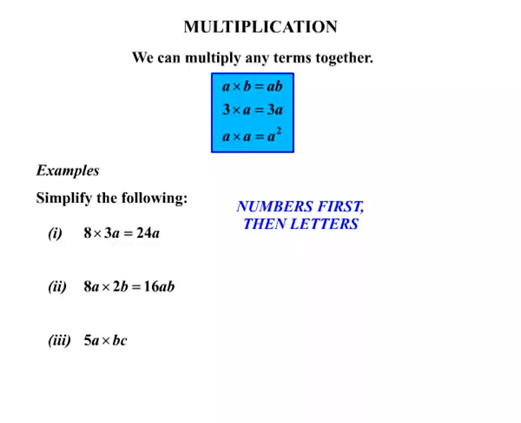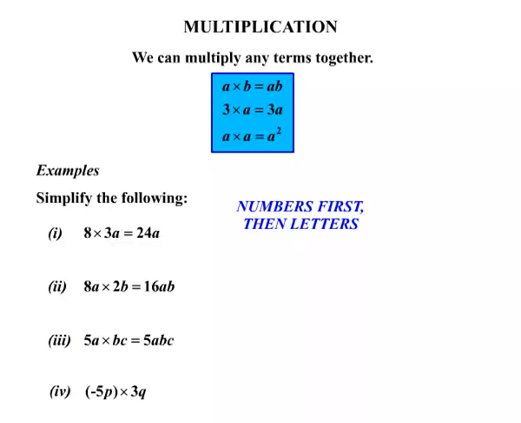Example 3, 5A times BC. We'll do the numbers first. In fact, there's only one number, which is 5, so we'll write that down. And then the letters A times BC, we can simply write that as ABC. So our answer there is 5ABC.